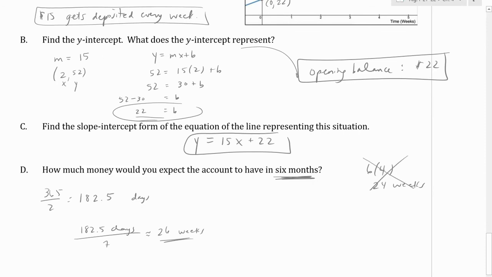Let's not do 24 weeks because there's 52 weeks in a year. This is half a year. This is a much better way to do it. So it's about 26 weeks. So if you said x is 26, then what's y? 15 times 26 is 390. So you could expect to have about $412 in there in 6 months.